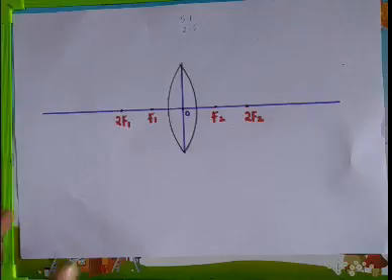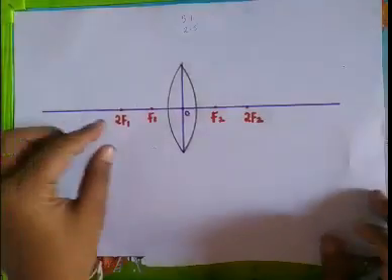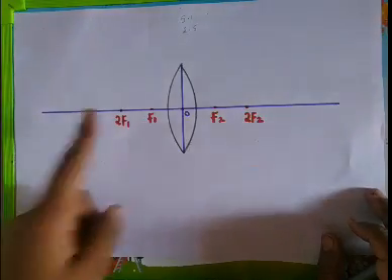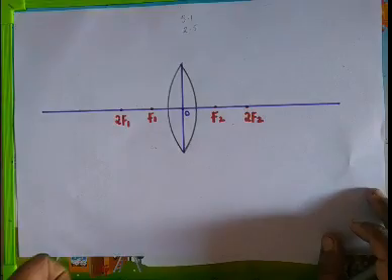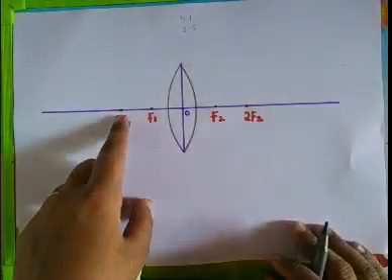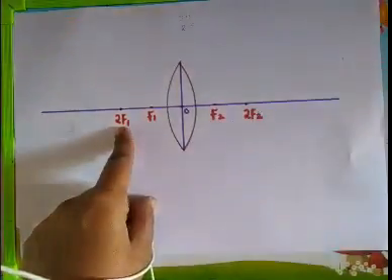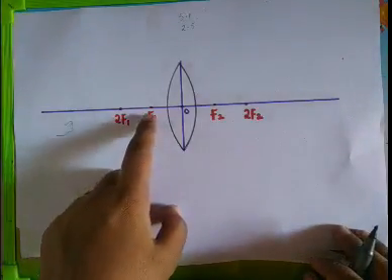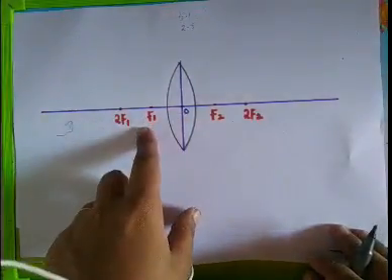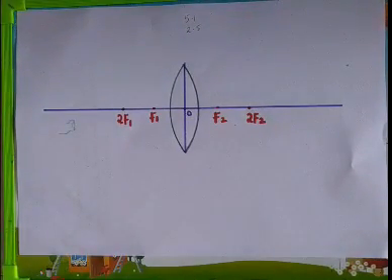Now let's draw the image when the object is kept at different positions. For example, if I am keeping the object beyond 2F1, at 2F1, between 2F1 and F1, at F1, or between optical center and F1, how does it form the image? That we are going to learn.